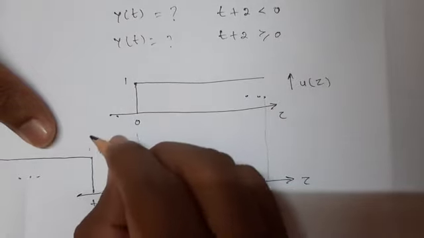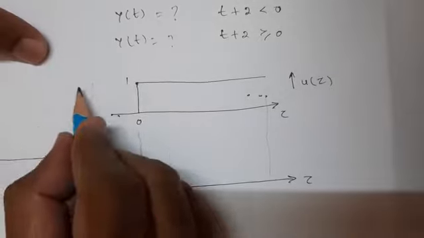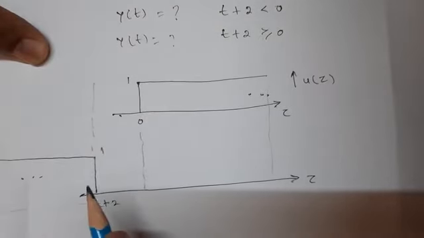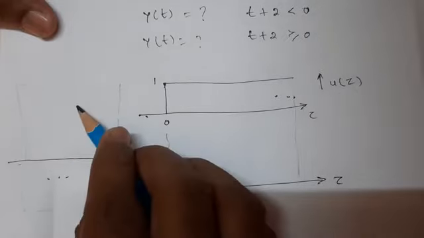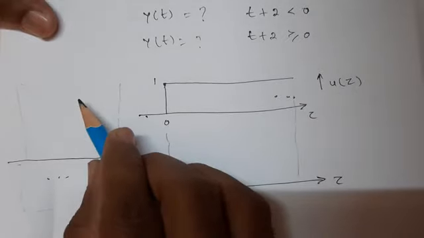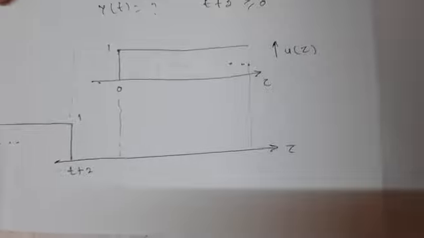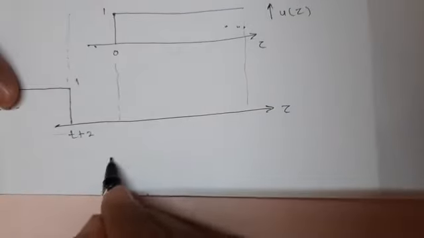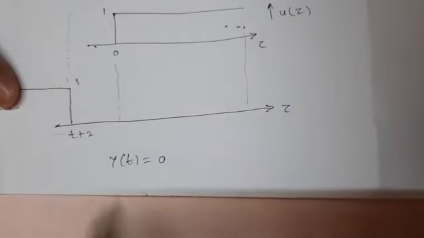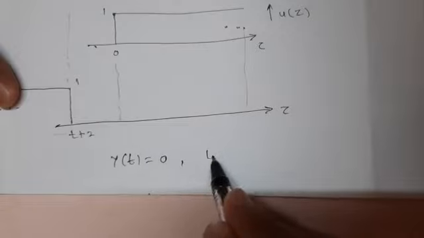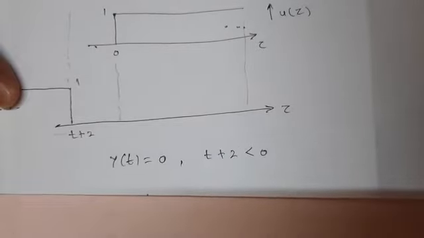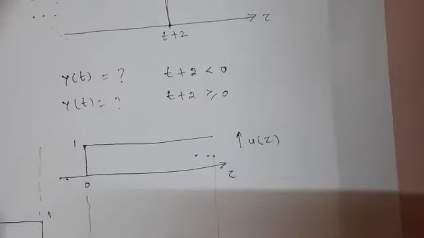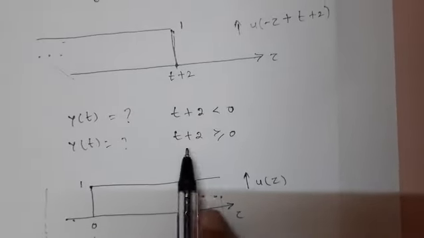If you try to overlap with this region, this is 1 into 0. For x of t, I don't have any signal, and hence your complete y of t we write as 0, for the condition t plus 2 less than 0. Similarly, for t plus 2 greater than or equal to 0, I'll try to solve.